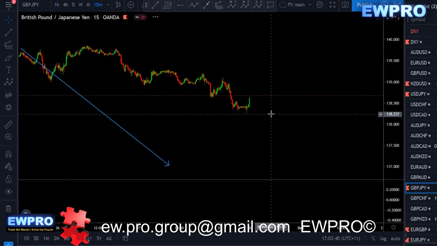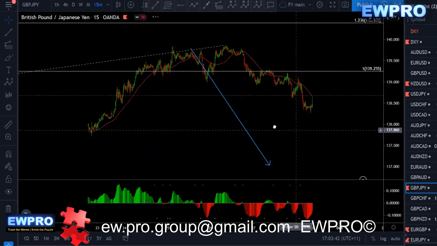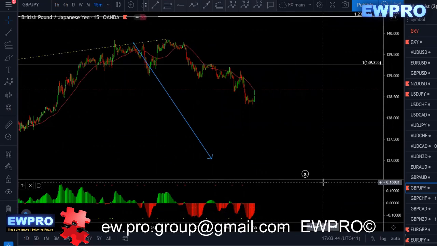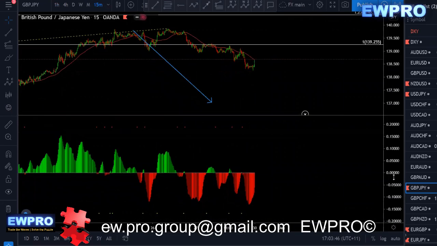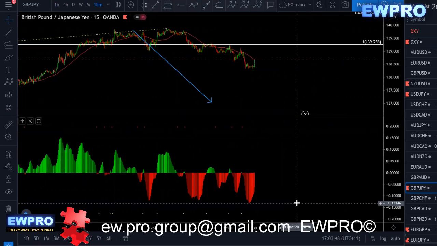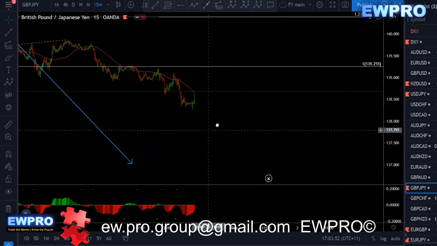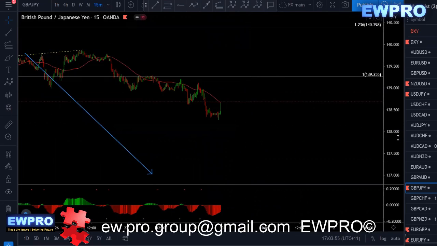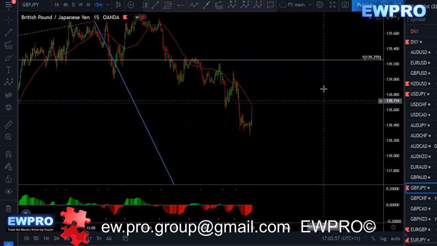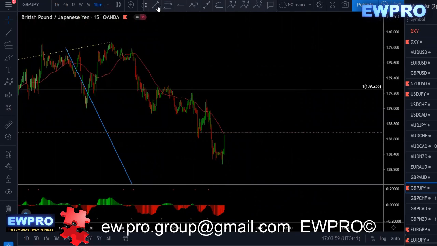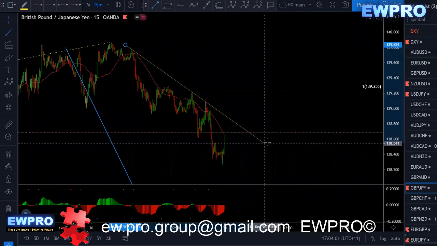What's happening on M15? Yeah, we've got no bullish divergence. So if you get little flags, you can sell them, but you're going to have to be careful. You've got your trend line.